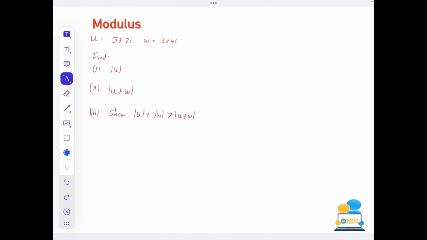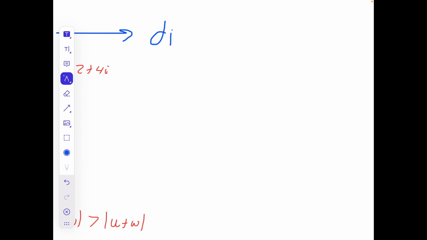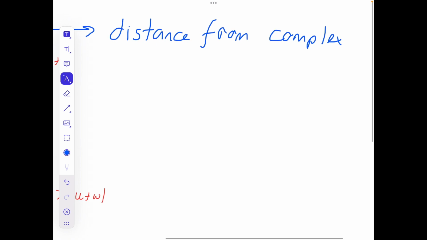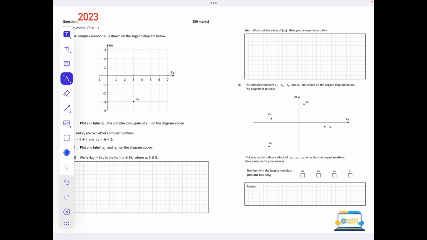So the last thing we're going to do today, and the last thing that's very specific to complex numbers, is the modulus. Now this actually came up in the 2023 question where they wanted your understanding of the modulus, not just being able to perform it. So what the modulus is, it's the distance from the complex number to 0, 0.